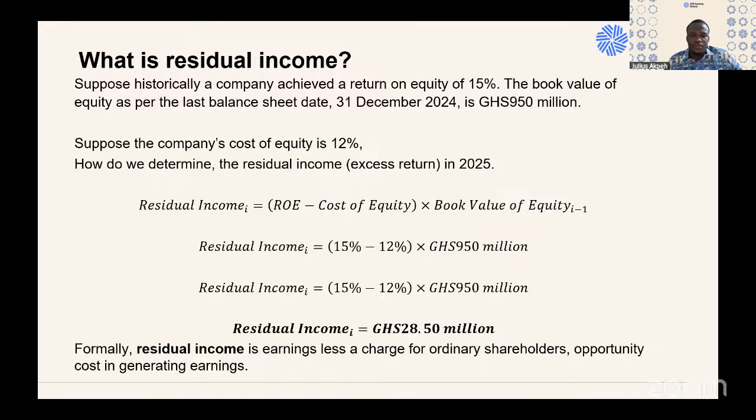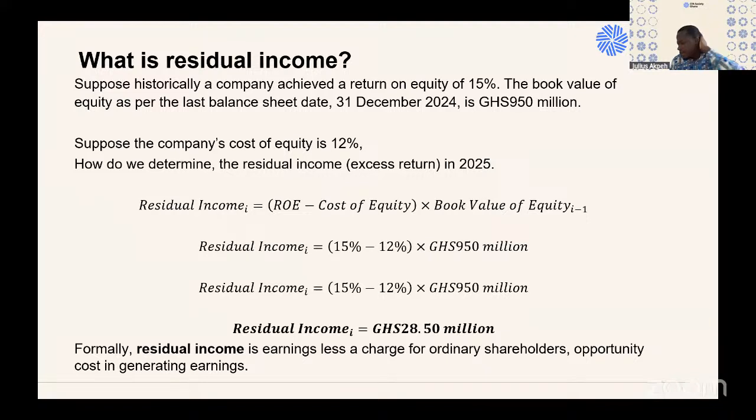And we have all that. The return on equity is averaged at 15% historically, so we can say that that is what we expect to achieve in 2025 as well, minus the cost of equity of 12%. So that gives us the excess return. 15% minus 12% is the excess return. Then we multiply that excess return by the value of equity, 950 million. That gives us the residual income. So the residual income is 28.5 million. So that's very simple, right? Guys, the model is quite simple.